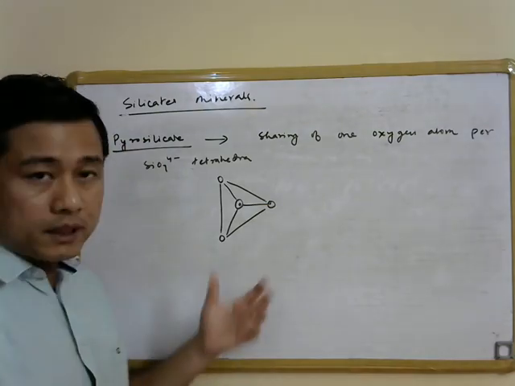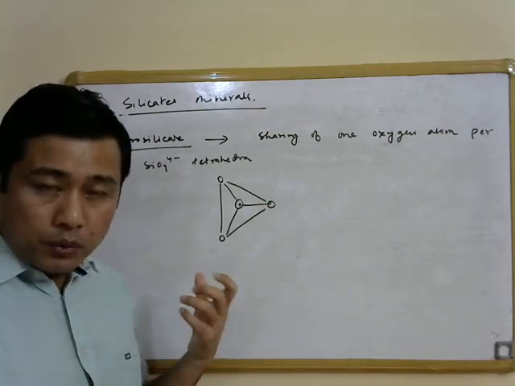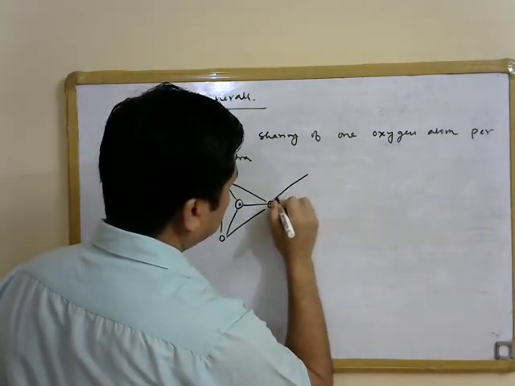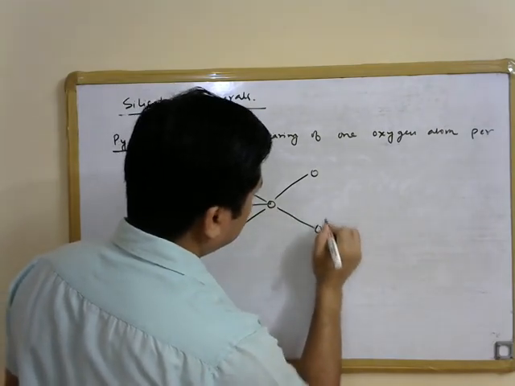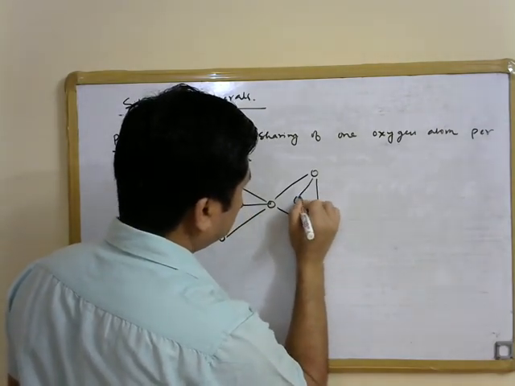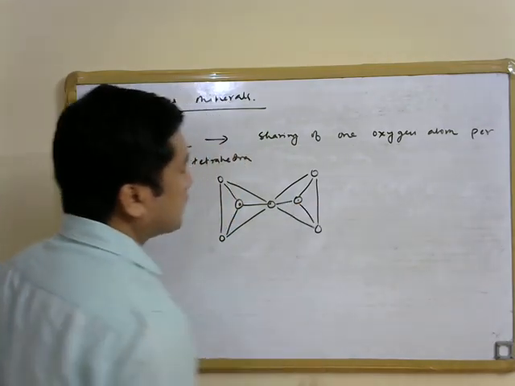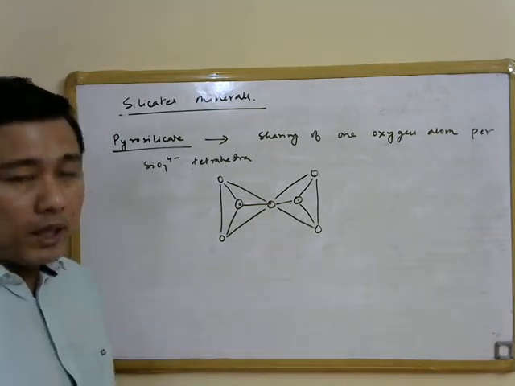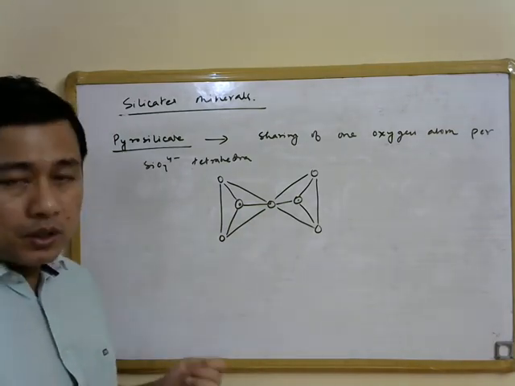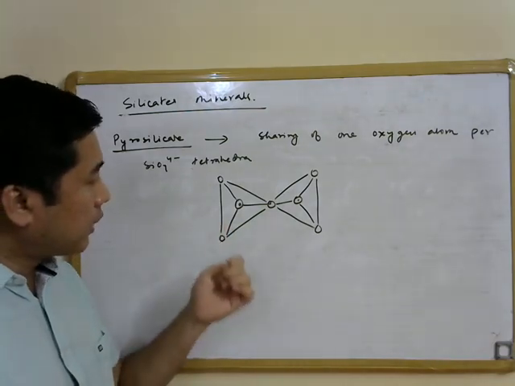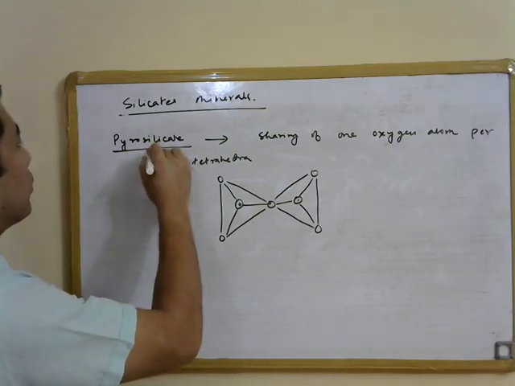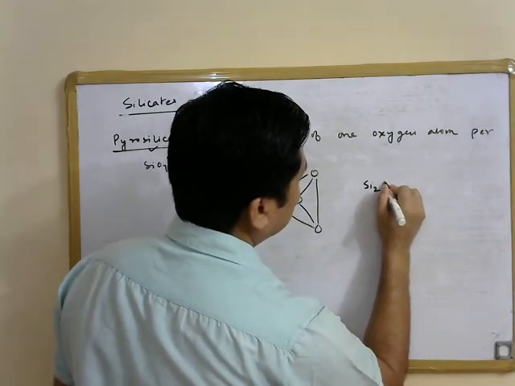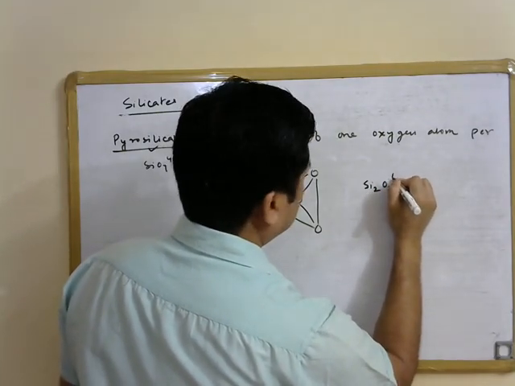So this is one tetrahedra. It is going to share only one oxygen atom with another tetrahedra. So let us draw the other tetrahedra as well. This is how we can join two tetrahedral SiO4 units by sharing one oxygen atom, and the kind of silicate minerals formed by sharing of one oxygen atom of this SiO4 unit are known as pyrosilicates. So the formula is going to be Si2O7 6 negative.